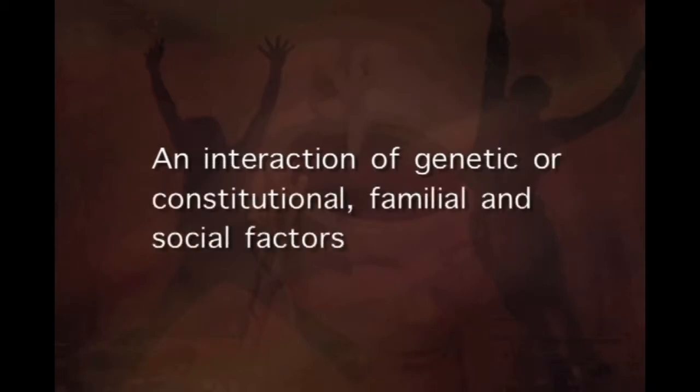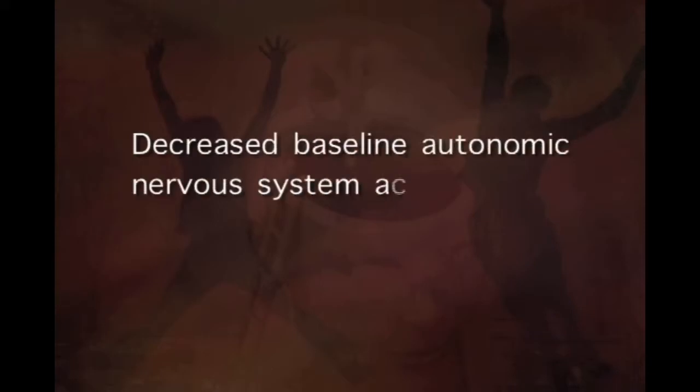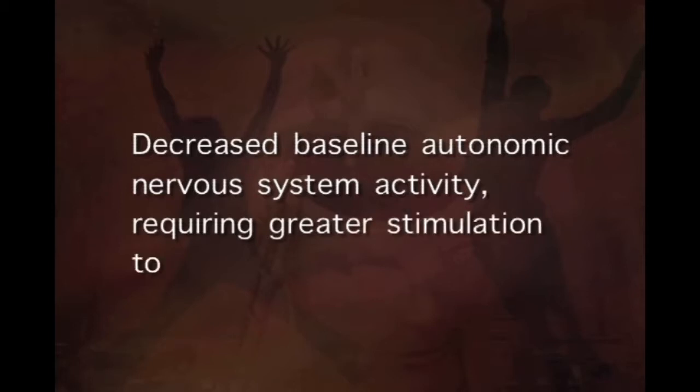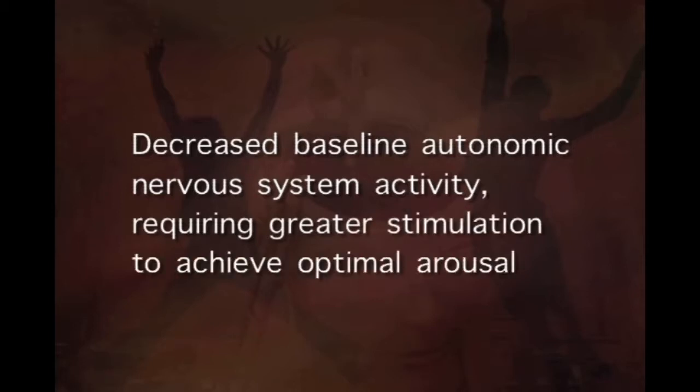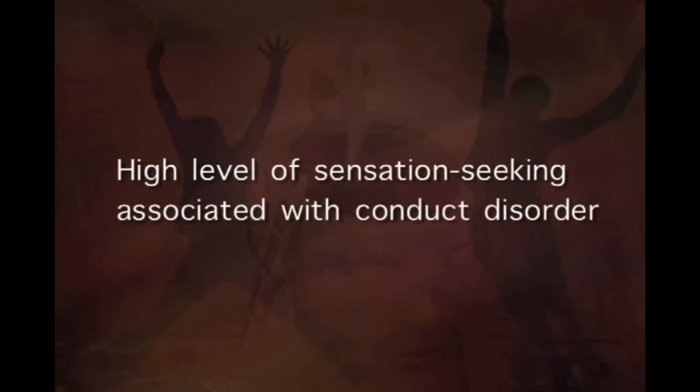What are the causes? Why do they develop this kind of conduct disorder? The etiology includes a number of factors. The etiology of conduct disorder involves an interaction of genetic or constitutional, familial and social factors. Children who have conduct disorder may inherit decreased baseline autonomic nervous system activity requiring greater stimulation to achieve optimal arousal. This hereditary factor may account for the high level of sensation seeking associated with conduct disorder.